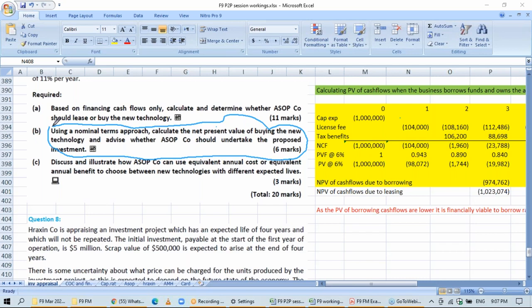So before we go on to the lease or buy cash flow, what should we have first checked? We should have checked whether the NPV of the equipment or the technology that will be purchased is positive or not. So let's first check whether the project's NPV is positive or not. So let's make a working to see whether the project of obtaining this technology gives a positive NPV or not. So let me show you in the question what's the saving expected.